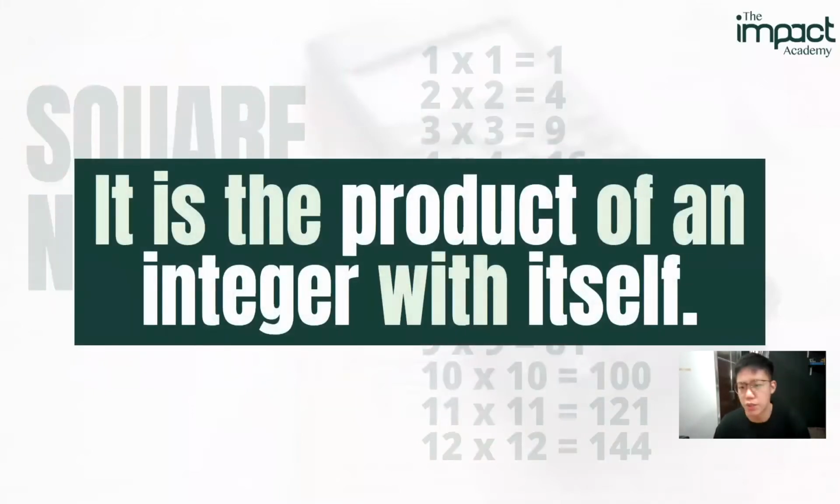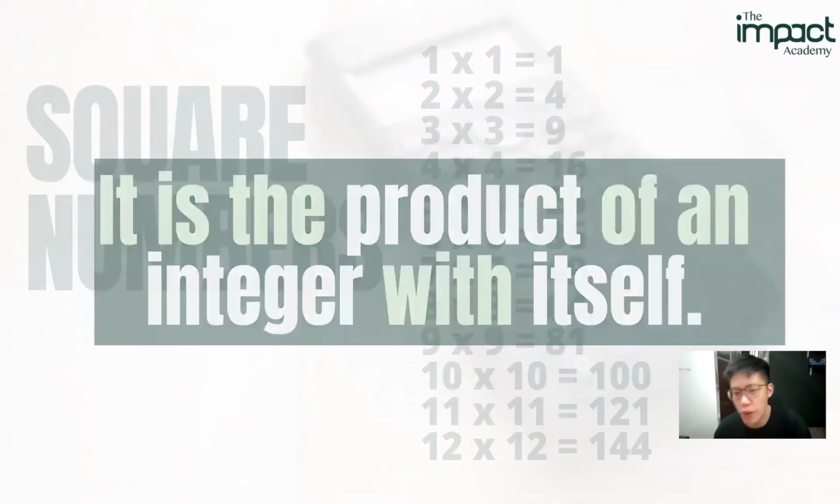Square numbers is the product of an integer with itself. And you might be wondering, is the definition really important? Personally, I don't think it's important because I feel that the application is more important than anything. If you really want to understand something, you first have to do it yourself. So we are not going to talk too much about the definition, but we are going to delve right into one thing.